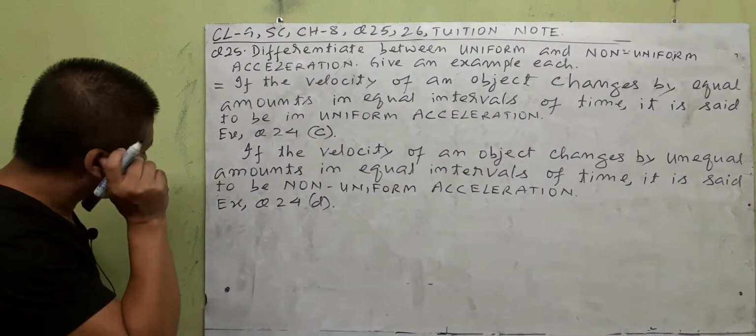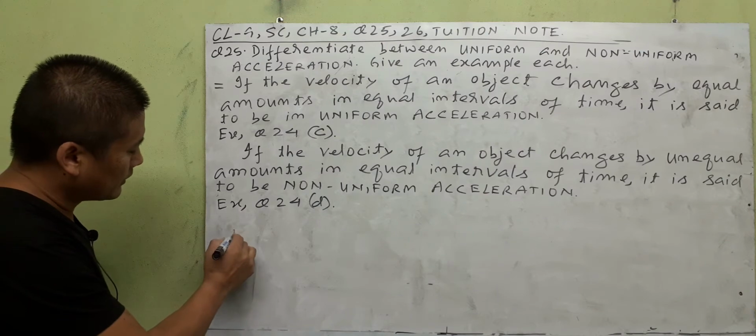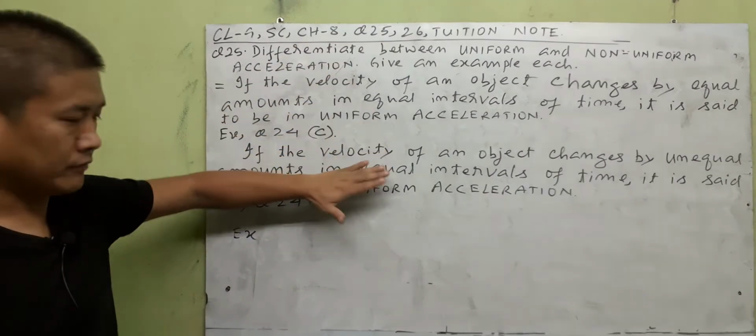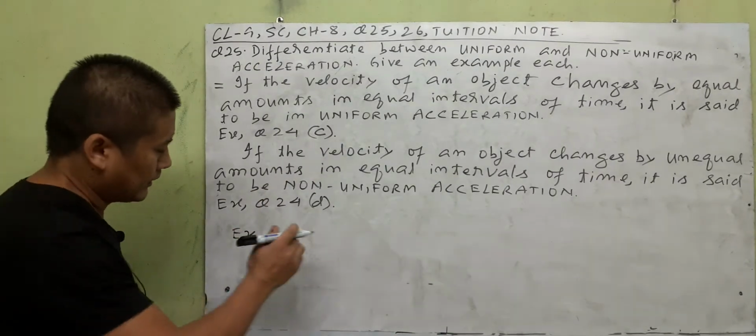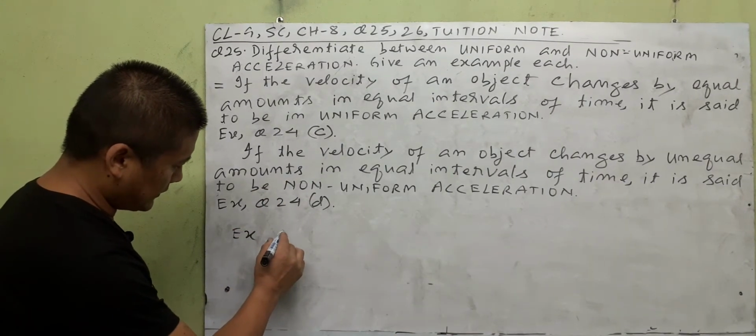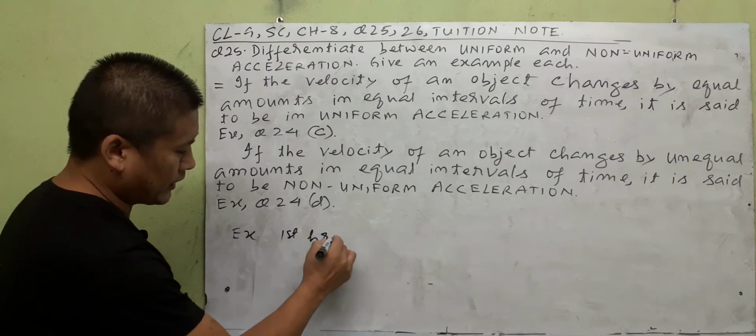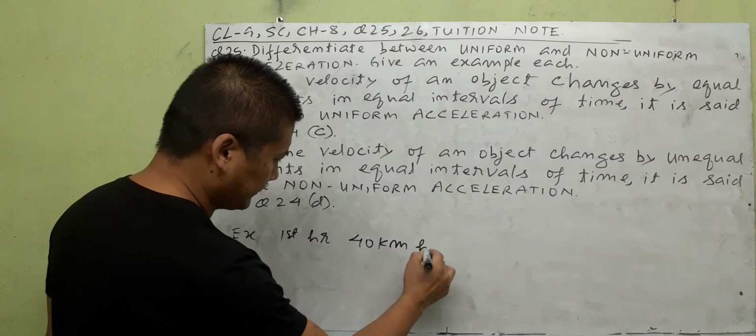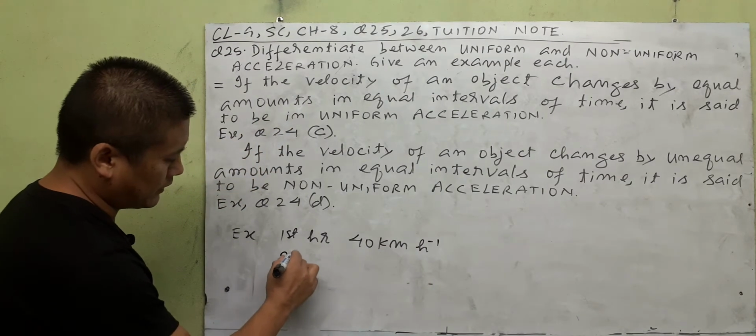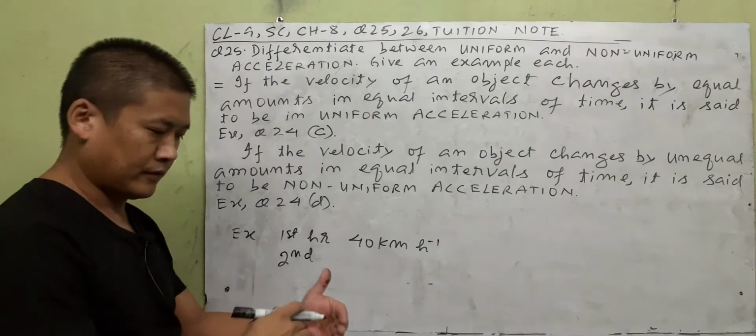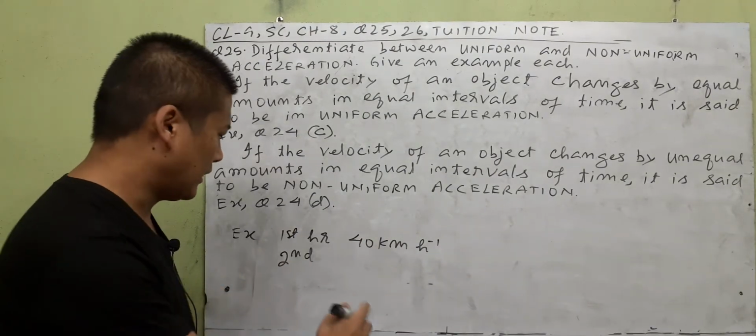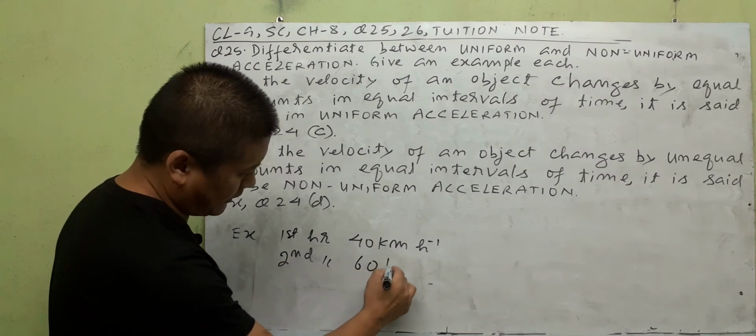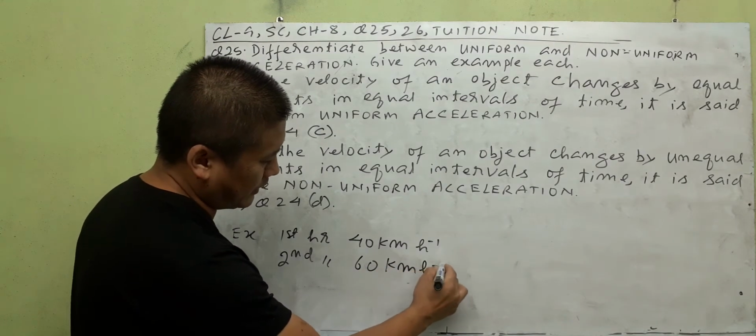So let us do an example here. You can write below this; pause your video, write down this one, and then replay it. Suppose, let us say, in the first hour you saw a car traveling at a speed of 40 km per hour. Then in the second hour, it increased its speed. The car is moving at a higher speed now, 60 km per hour.